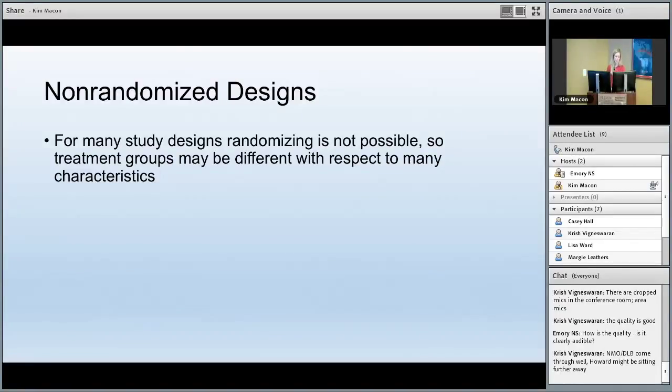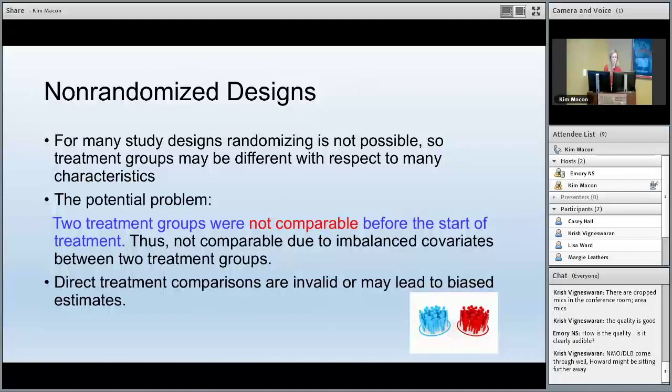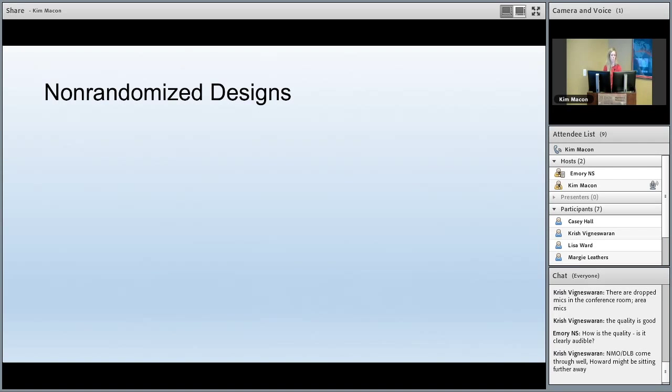So again, for many studies, we can't randomize. And so our treatment groups may be very, very different at the onset. So what do we do? If your treatment groups aren't comparable before the start of the treatment, then they're not comparable in terms of their outcome measures due to the imbalances in their baseline characteristics. So any kind of treatment comparisons you make between those two groups may be invalid or lead to biased estimates.